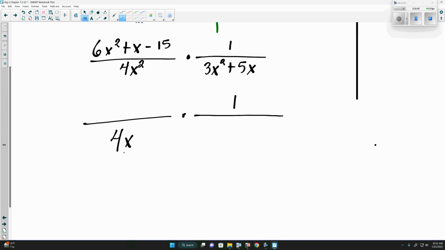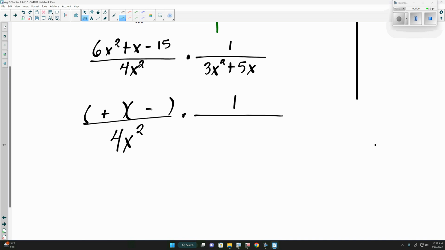Yes. The 4x squared is as simplified as it gets, because it's a monomial, one term. The 1 doesn't factor. So do we want to factor the 3x squared plus 5x first, or 6x squared plus x minus 15? Okay. 2 sets of parentheses with 3 spaces. The third term is negative 15. Since it's negative, our signs are opposite. One's going to be positive, one's going to be negative.